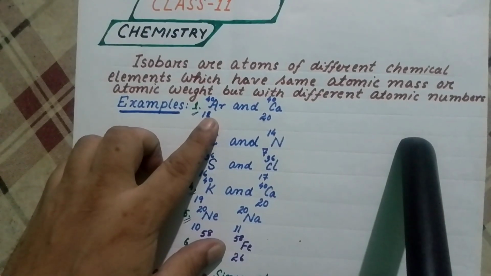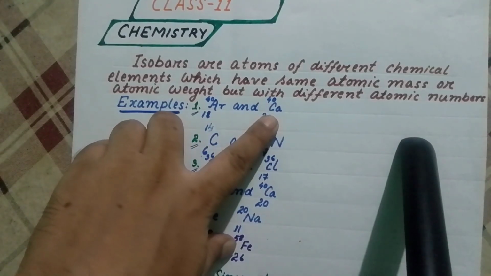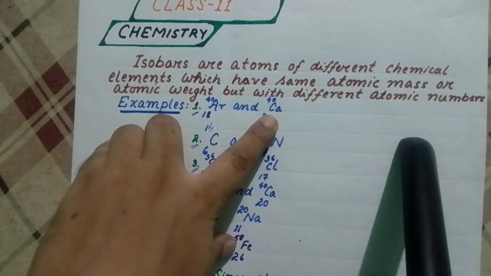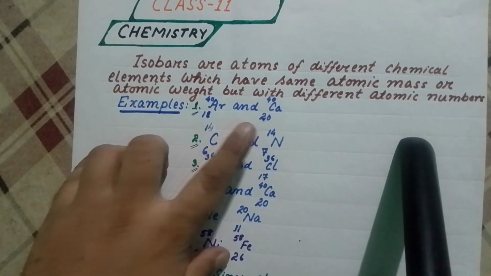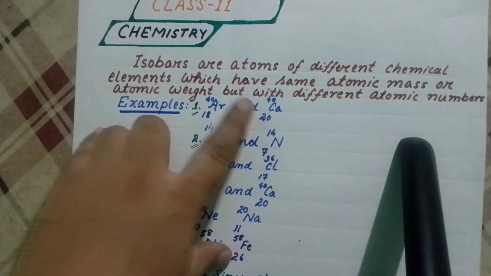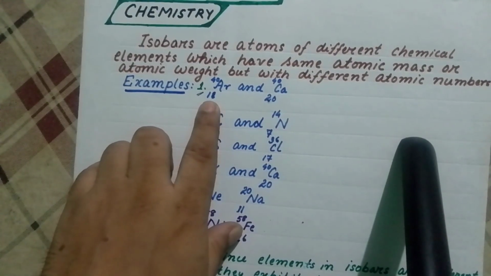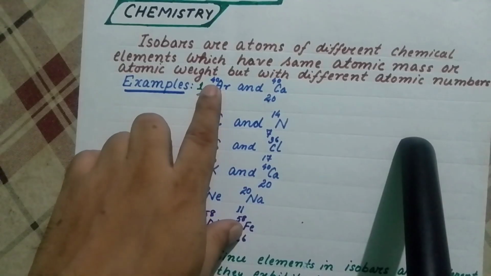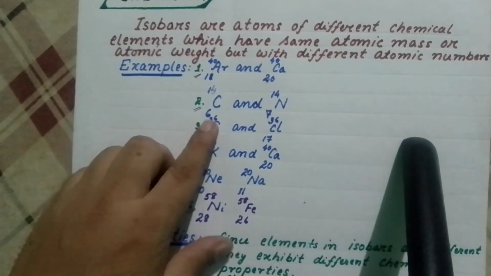Two different elements, let's come about. Argon. Argon is an inert noble gas. Calcium is a rare earth metal. So what happens? 18 is the atomic number of argon, 20 of calcium. But they are having 40-40, means 40-40 atomic mass. Okay? Here only the number of protons are different, but the total number of protons plus neutrons are same. That is 40.